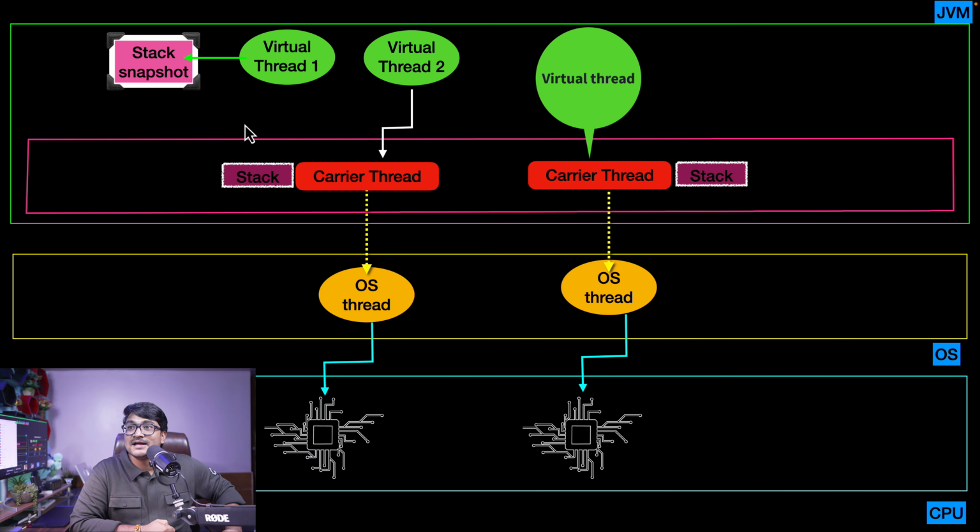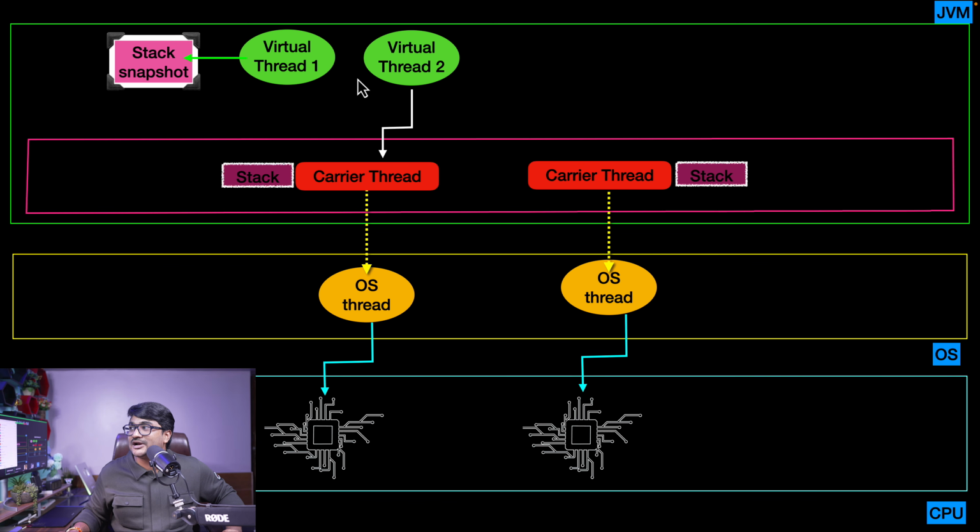It will wait. Exactly. It will wait for one of the carrier threads to be available. Once it is available, that thread will be given to the carrier thread for further execution. As simple as that. So mounting, unmounting, and waiting: these three things are different.